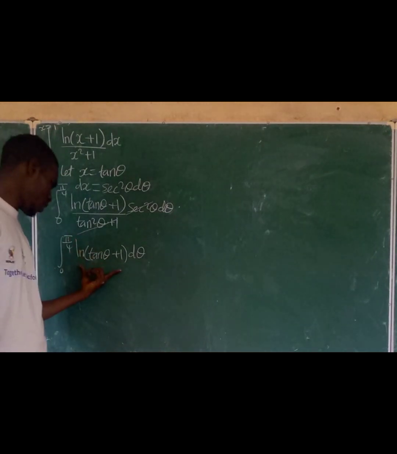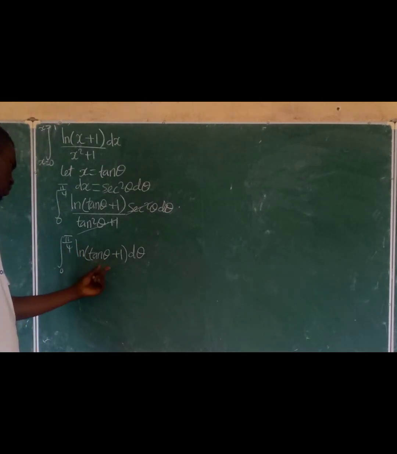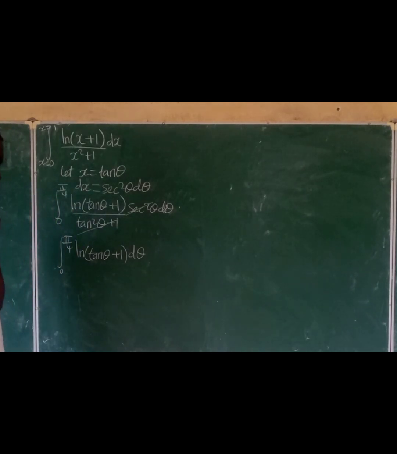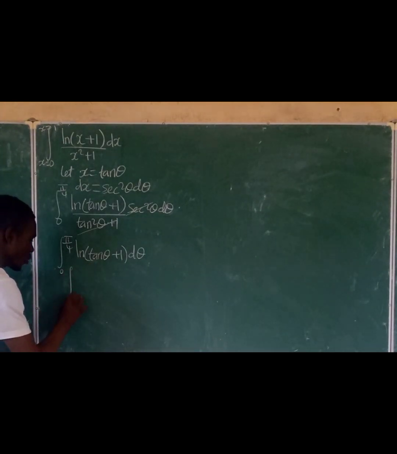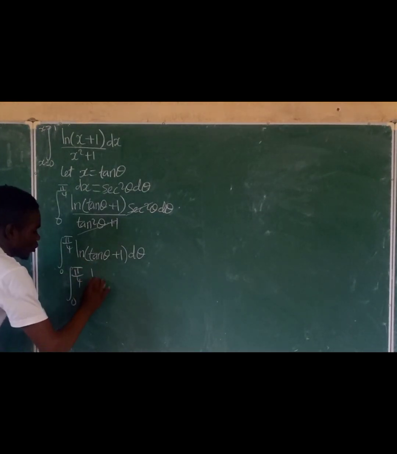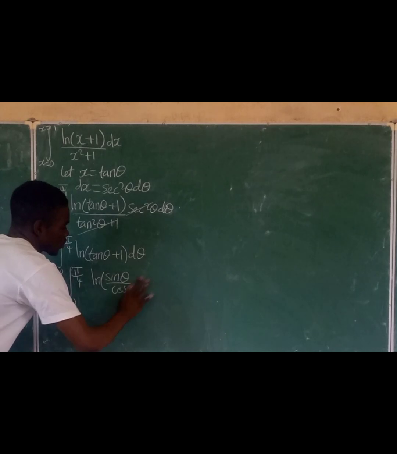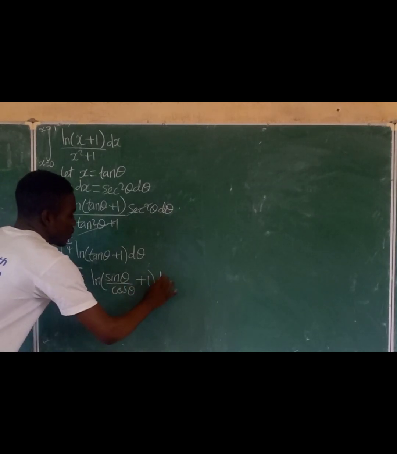As I see the integral from 0 to pi over 4 of ln of tan theta plus 1, what do I do next here? Think of it. Would it be so good to write this tan theta as sin theta over cos theta? Let's just give that a try and hope for the best. So we are going to have the integral from 0 to pi over 4 of the natural log of sin theta over cos theta plus 1 d theta.